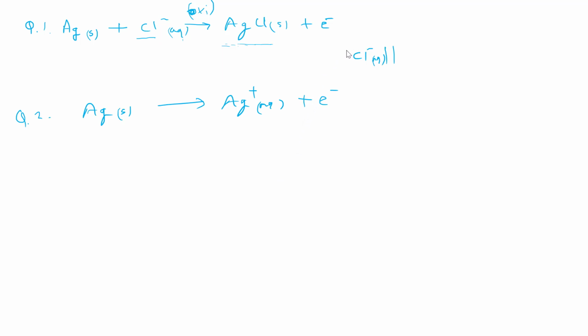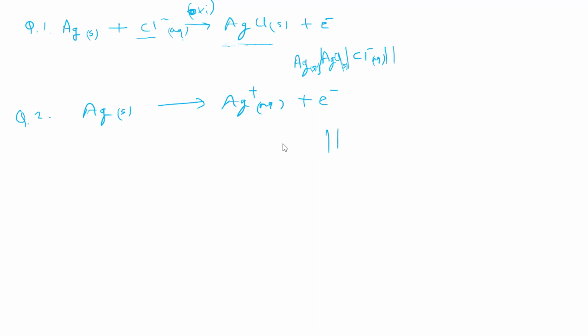Then we take a separation line or interface line. Here there are two solids, so we can represent them like this: AgCl solid, and between these species we take a comma, like Ag. Either you can take the comma or the oblique, both are correct. So this is the representation for this half cell.